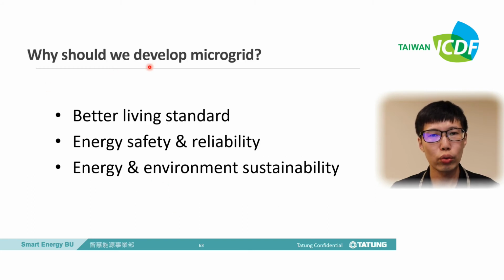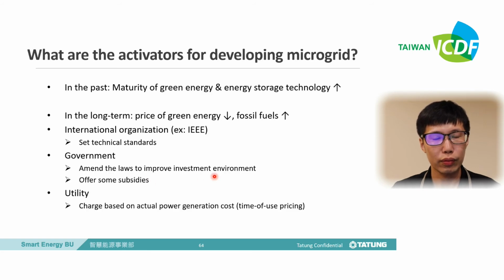So why should we develop microgrids? First, we develop microgrids for a better living standard, the second is for energy safety and reliability, and the third is for the sustainability of energy and the environment. Next, I will introduce the other activators for developing microgrids.